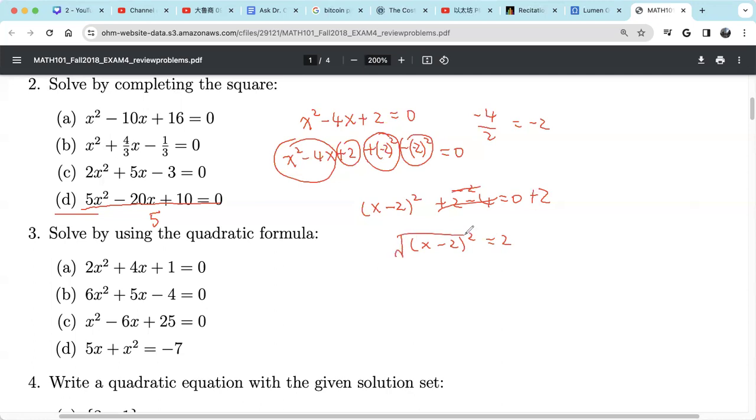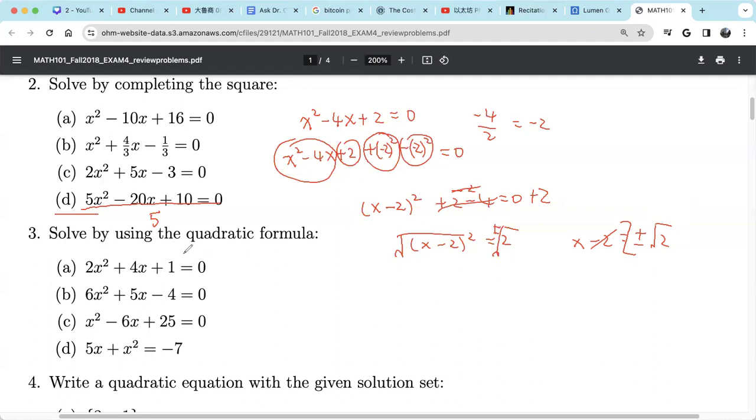Now we square root. Square root, we get positive and negative values. So x minus 2 equals to plus minus square root of 2. Move -2 to the other side, so we get positive 2 plus minus square root 2. So we have two solutions, irrational solutions again. x equals to 2 plus radical 2 and 2 minus radical 2. Okay, that's using completing the square.